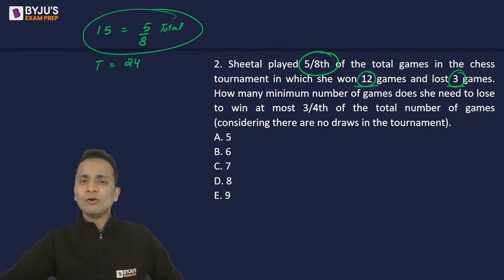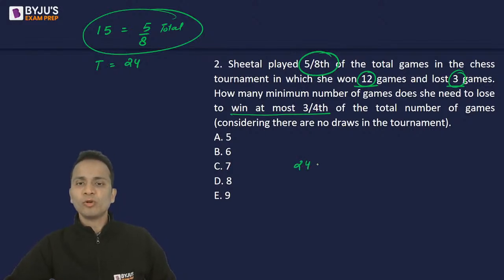Okay. Now, she has to maintain a winning fraction of 3/4 at the end of the tournament. So that means out of 24, she will win 3/4 of the games. That is equal to 18.